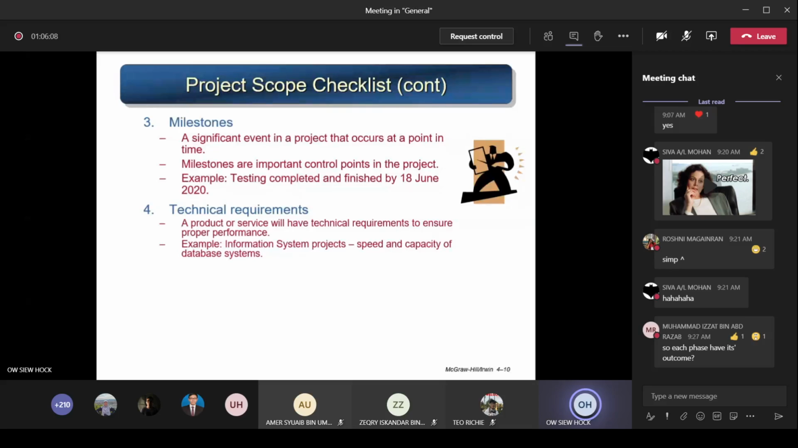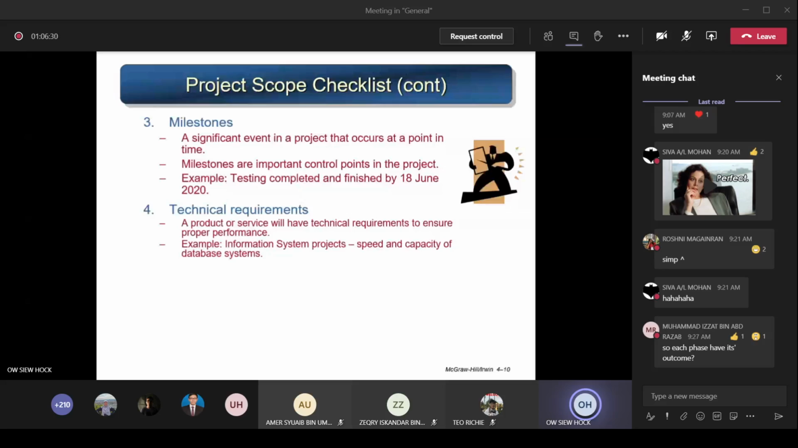Same thing with the survey. Let's say the survey tool that you have chosen is Survey Monkey. What can it do? It allows you to collect data. Let's say it can only store 20,000 respondents' data in the database. More than 20,000, it cannot cater for. So that is the technical requirement for the tool that you use.